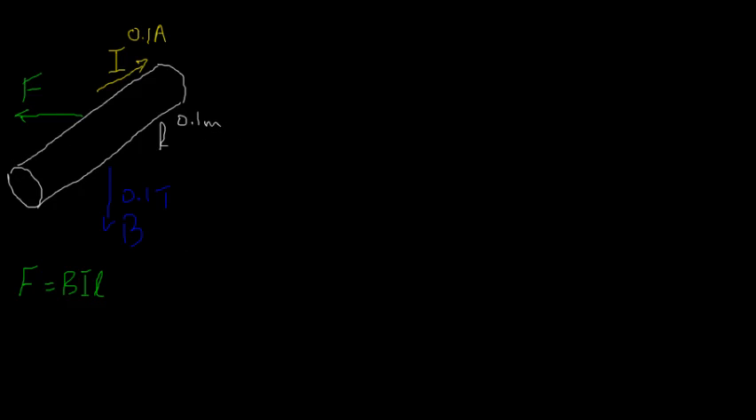And using these values, I can find the force. So B is 0.1, I is 0.1, and L is 0.1. And the answer is 0.001 Newton. And that would be the total force on the whole rod, on each and every free electron that's flowing through the wire.